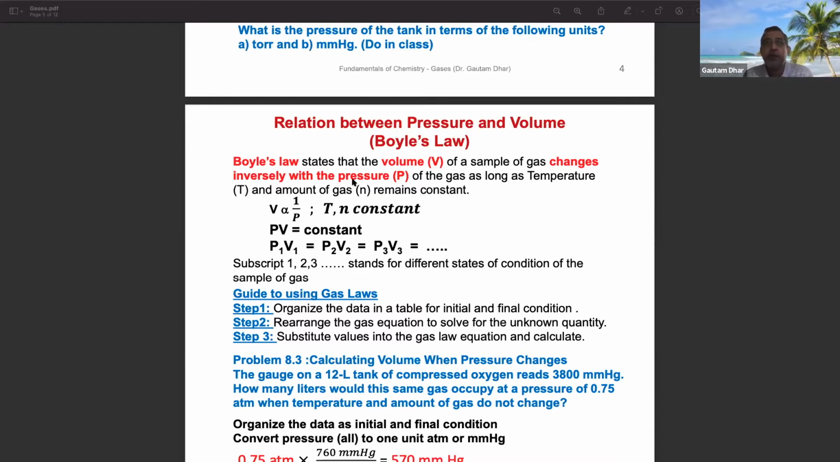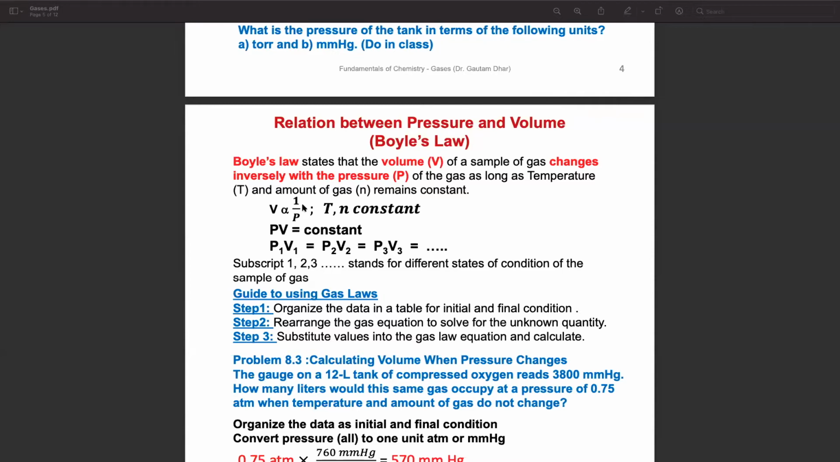Directly means if you double x, y doubles. Inversely means if you double x, y gets halved. This is the inverse function. And we write it like this: V is proportional to 1 by P. N is the number of moles and T is the temperature. Those two parameters you cannot vary, you cannot vary all four. So when you are varying two, you have to keep the other two constant. So PV equals a constant.